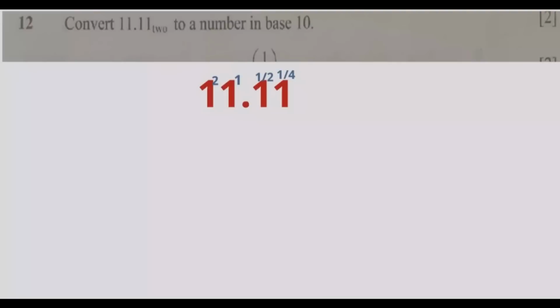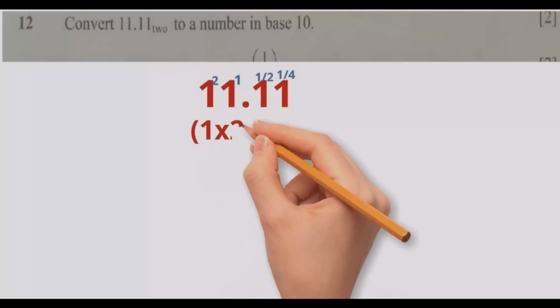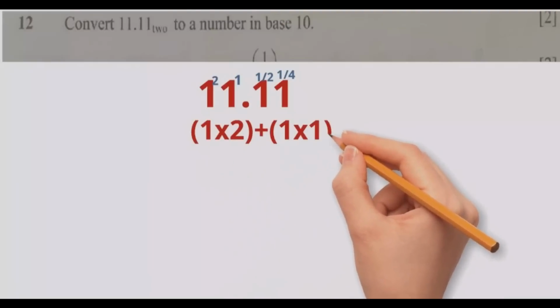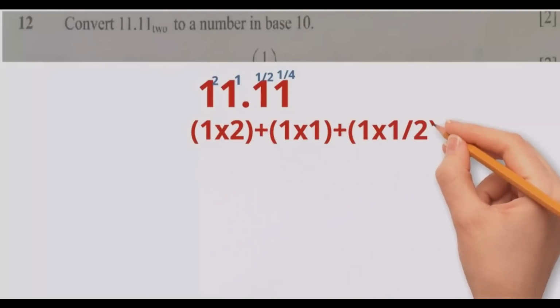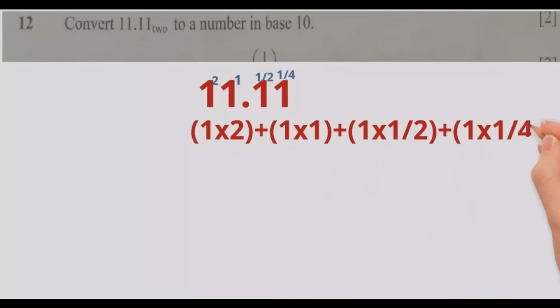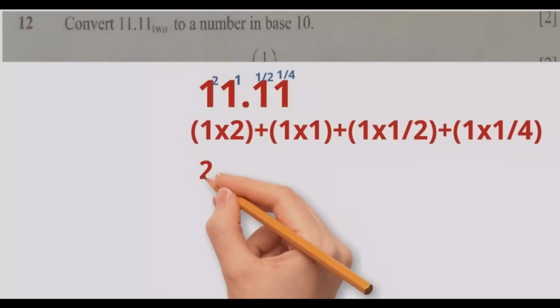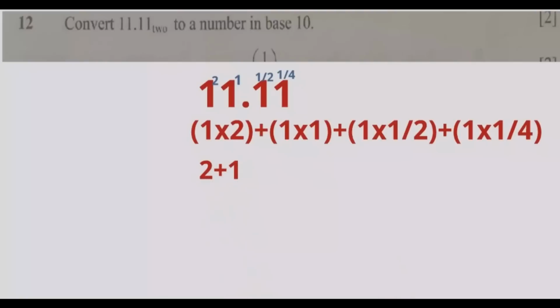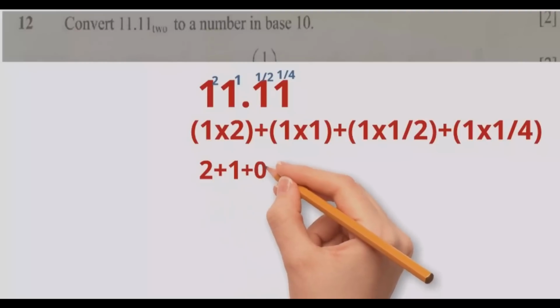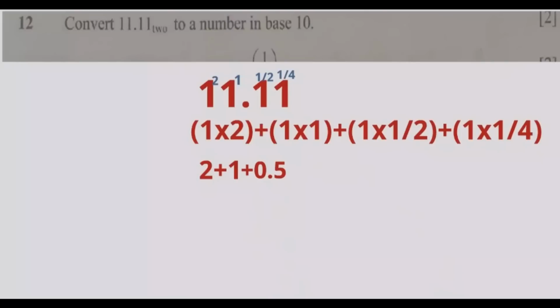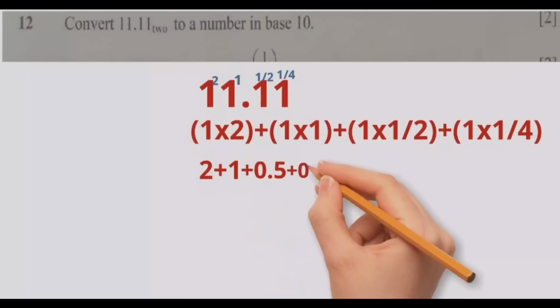So we are going to have 1 multiplied by 2 plus 1 multiplied by 1 plus 1 multiplied by 1 over 2 plus 1 multiplied by 1 over 4. Then we can do the actual multiplication. 1 multiplied by 2 gives us 2, plus 1 multiplied by 1 gives us 1, plus 1 multiplied by a half gives us 0.5, and 1 multiplied by 1 over 4 gives us 0.25.